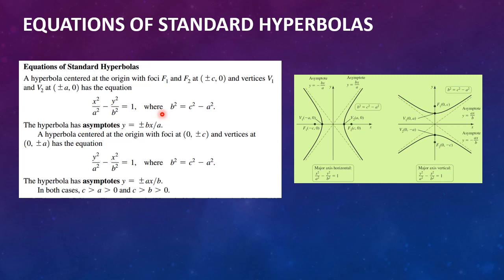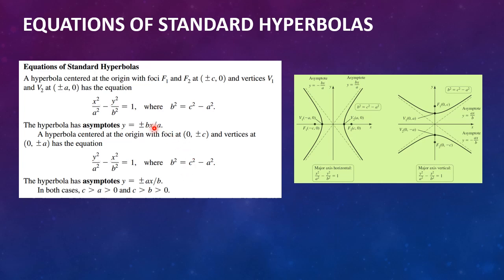Of course we always know that the foci are at the value of c, and here we get b squared is equal to c squared minus a squared. Similarly, there are also asymptotes. You can see them here, y equals plus or minus bx over a.